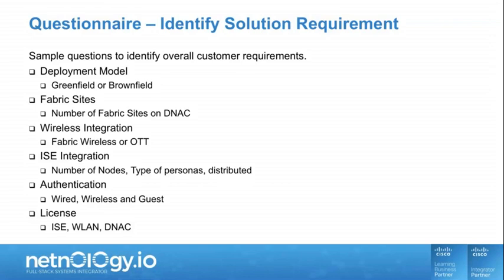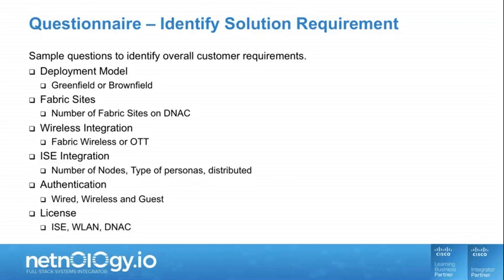We need to understand if the customer is looking to do ICE. If they already have ICE in the network, are they familiar with ICE? Do they know and understand the concept of PAN nodes versus PSN nodes, policy service nodes versus the administration nodes? Do they want a physical ICE appliance? Or are they okay with using ICE VMs? Same thing goes for the wireless LAN controllers. Are they looking to use physical wireless LAN controllers, or are they looking to use virtual wireless LAN controllers? For instance, C9800s, which are virtual wireless LAN controllers.